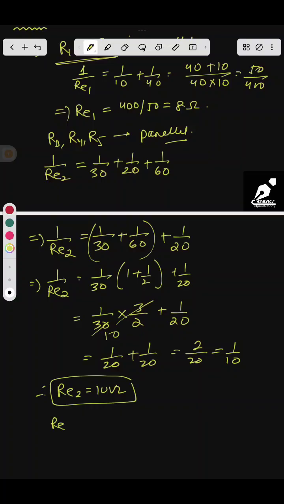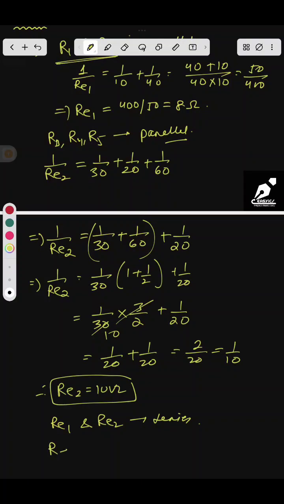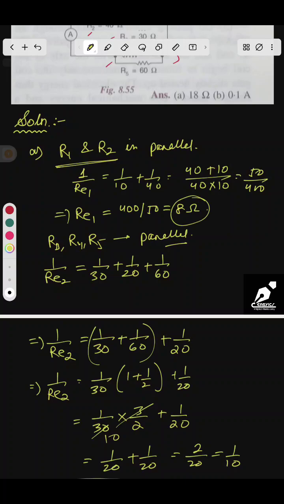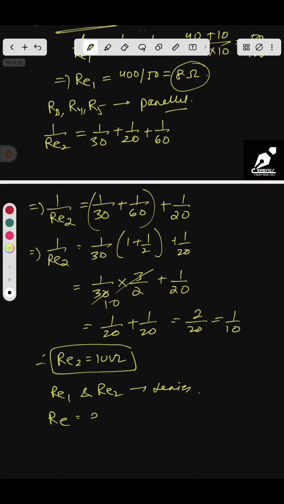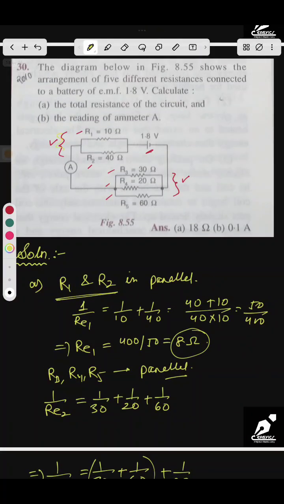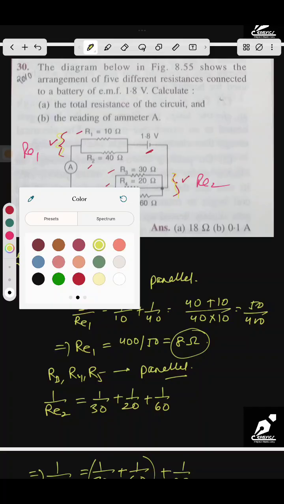Now R equivalent 1 and R equivalent 2 are in series. So final equivalent will be R equivalent 1 was 8 ohm. Right? This combination and this combination will be in series. This is our R equivalent 1. This is our R equivalent 2. They're in series. Okay.